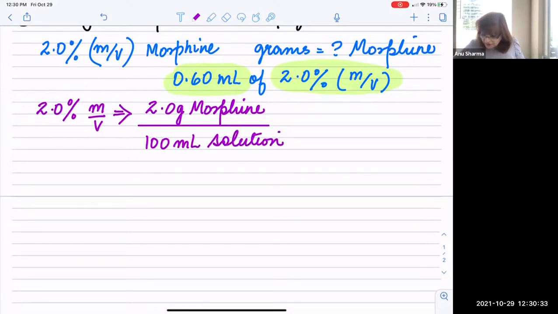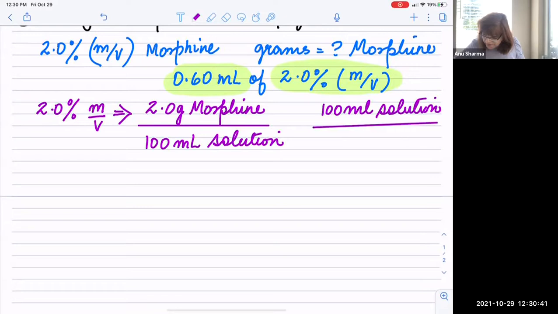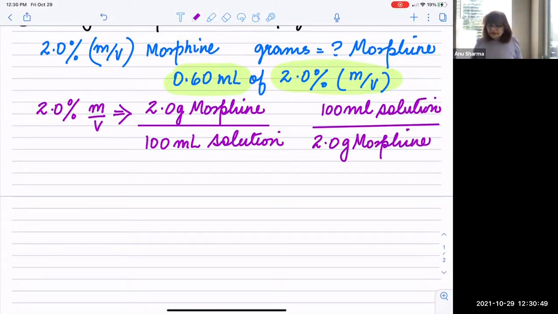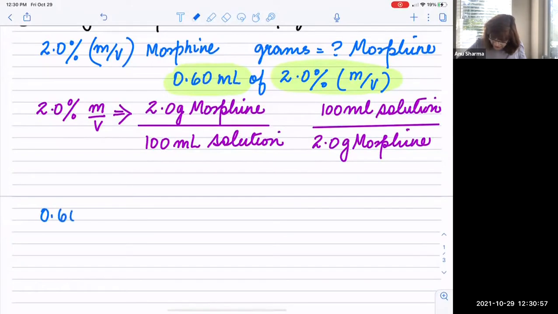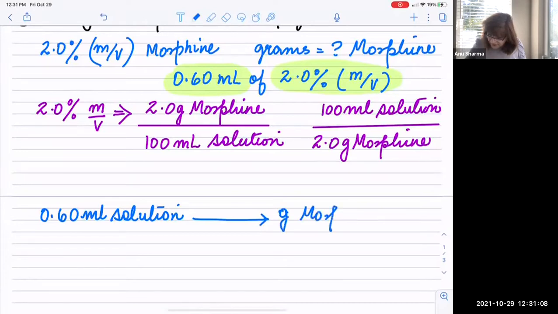Okay, or the other conversion factor is 100 milliliters of solution over 2.0 grams morphine. All right, so that's one piece. Next, we are given 0.60 milliliters of this solution, and we need to find out in this solution how many grams of morphine is present, using the conversion factor.